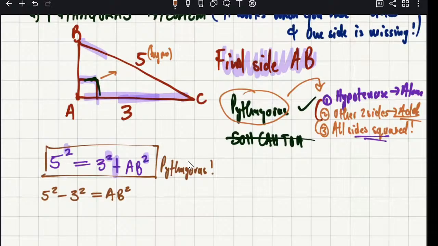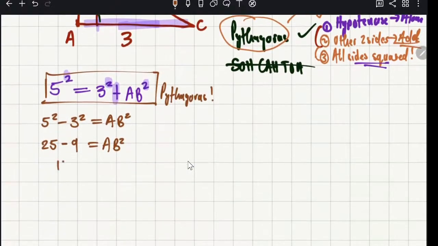All you have to do is get your answer. 5 squared, 25, minus 3 squared, 9, is equal to AB squared. 25 minus 9, 16, is equal to AB squared. Then you take squared to the other side, it becomes square root. This power of 2, you take it to the other side, it becomes square root of 16. It's now equal to AB.